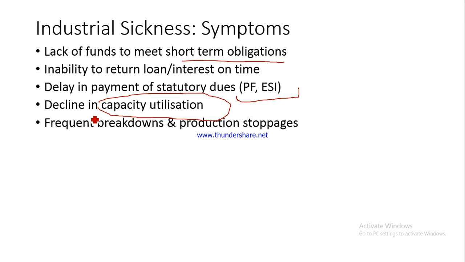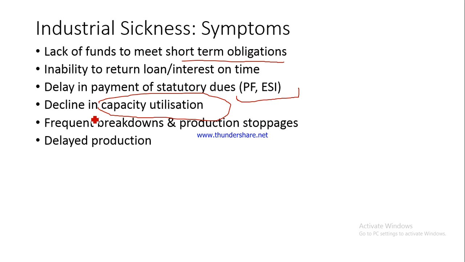What does this mean? This means that the management of the company is not keen to ensure that the production goes without any disruption. The production process is not disrupted, which means basically that the management is probably not very efficient. And if the management is not efficient, naturally the company may not be able to do very well. And so this could also be a sign of industrial sickness.